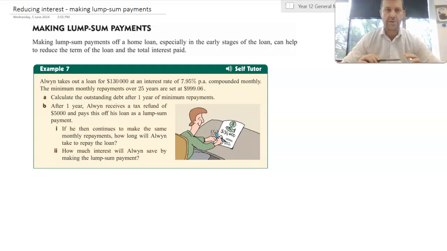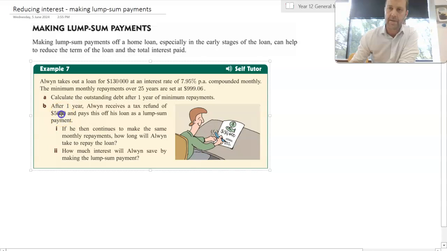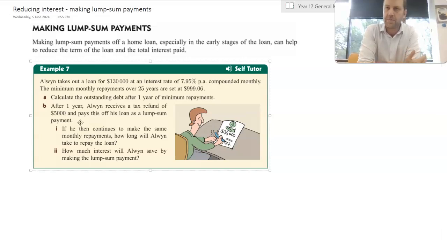Today's video is looking at another strategy to reduce the amount of interest you would pay on a home loan. Today we're going to be looking at making a lump sum payment. So whether you've saved some money and you want to put that into your home loan to reduce the amount of interest you pay, you've come across some money, you've won some money. In this example, Alwyn gets a tax return and he puts all of that money into his home loan. How much interest does that save you in the long run? That's what we're going to be looking at in today's video in this example.